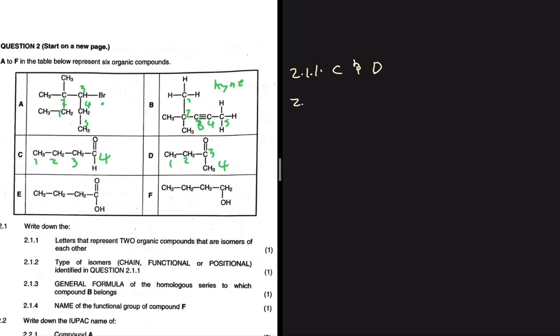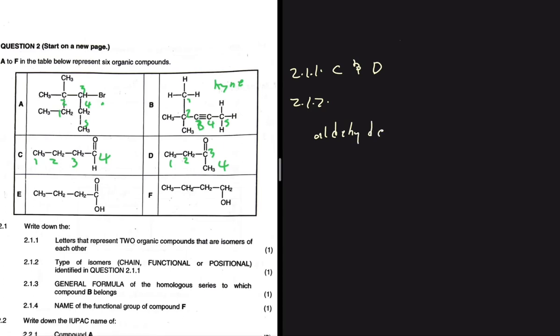And then 2.1.2 is asking which type of isomers, chain, functional or positional, did we identify in 2.1.1. So let's go ahead and do some analysis. So at C we have an aldehyde, right? At C we have an aldehyde.